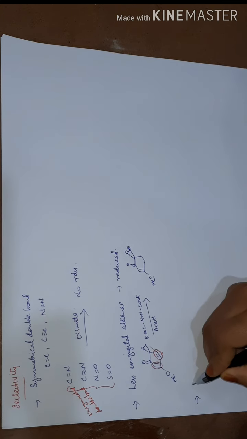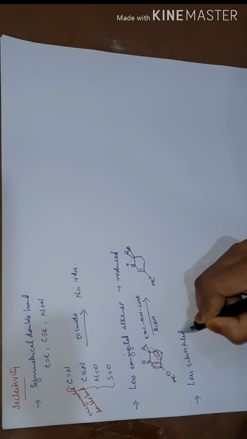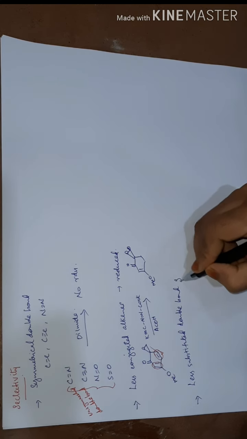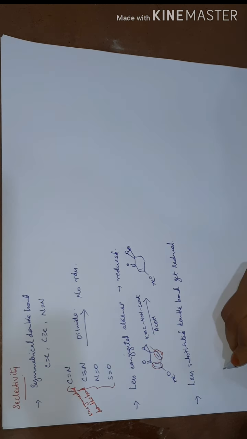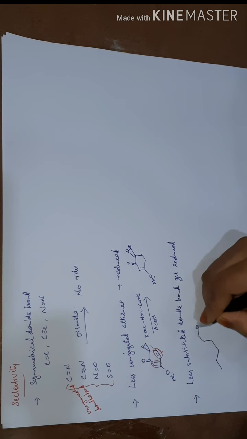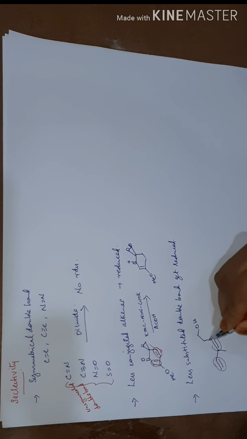Less substituted double bonds get reduced. For example, suppose we have a compound like this. Here is a double bond, and also here is a double bond, here is a substitution. So these two are the double bonds here. This one is the first double bond and this is the next double bond.